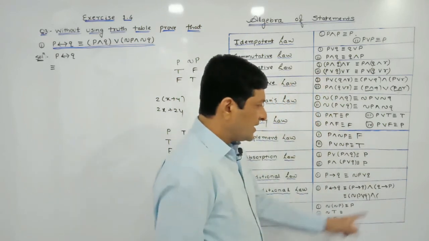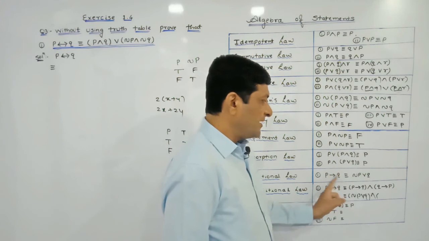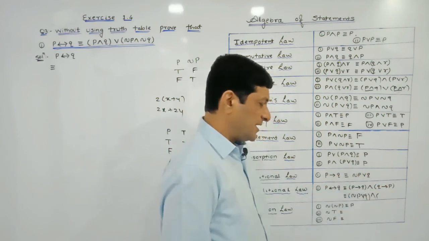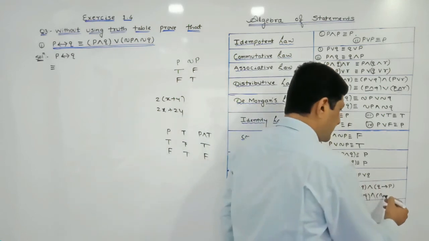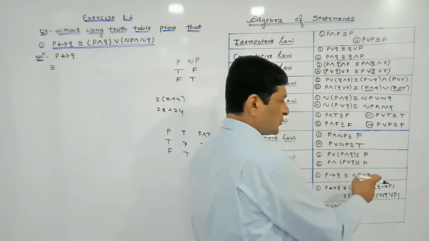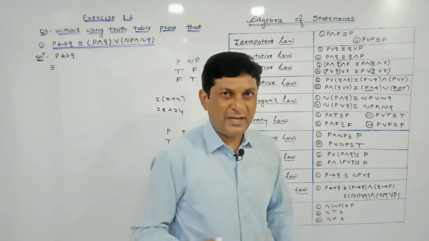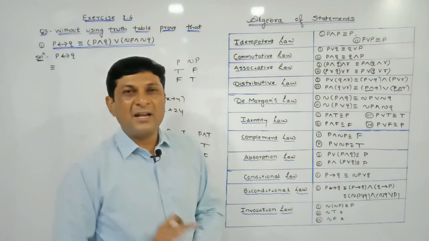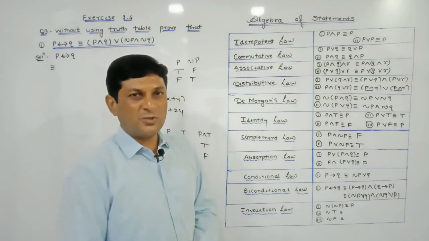In the same way, Q implies P. If P and Q are interchanged here, on this side also P and Q are interchanged. Here Q implies P is there. So what result will we get here? Negation Q or P. Just simply we are interchanging P and Q. So on this side also P and Q will get interchanged. In this way we have got what? Biconditional law. Last law, it's involution law.